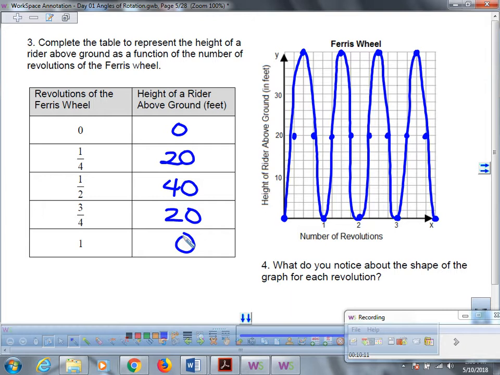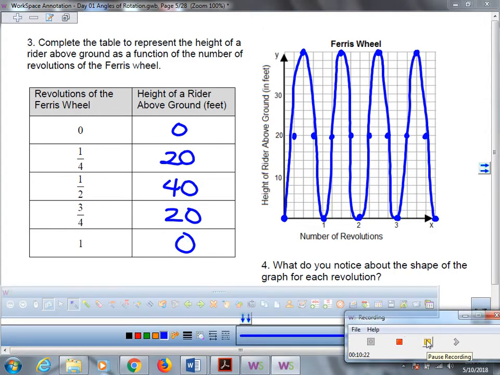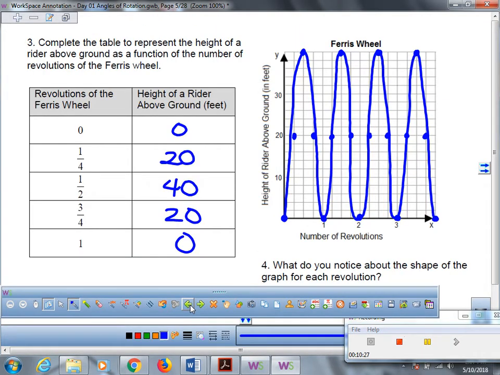Let me pause, and I'm going to go ahead and get you guys this worksheet. All right. Did anybody want to write that down? Or we're good? Okay, I'll pause it again. All right, so let's continue.